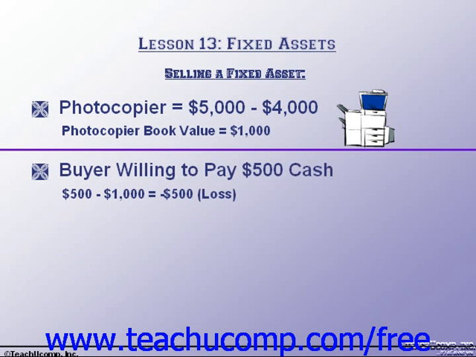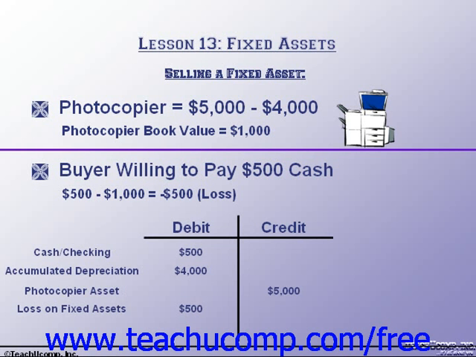This time, when making the journal entry, you would debit your cash or checking by the $500 received. You will then debit the accumulated depreciation account used for the fixed asset by $4,000 to remove the asset's accumulated depreciation. Now you debit the loss on fixed assets expense account for $500. This gives you a total of $5,000 in debits recorded in the journal entry. You then credit the photocopier fixed asset account for $5,000, canceling the original cost of the fixed asset. This shows the loss incurred from the disposal of the asset and balances the journal entry.